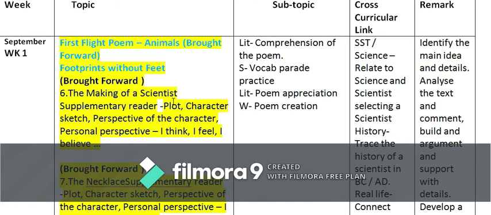I hope that you will use this constructively, and there will be a lot of modifications in this planner, and I will be bringing forward certain topics from here to the next week, and most probably I will share that also with you.